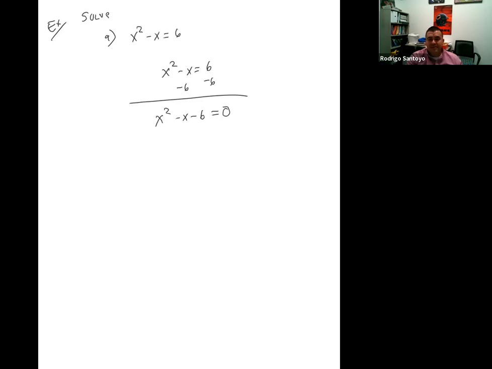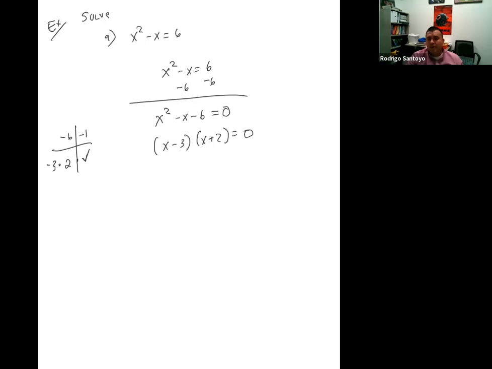Now from here, we should be able to factor this. Should be a very easy problem here. Leading coefficient is 1. So we need a product of negative 6 that gives us negative 1. It should be nice and easy there. That's negative 3 and 2, if I'm not mistaken. All right, that should work out. So now you can show it in the factored form, x minus 3, x plus 2 equals 0.